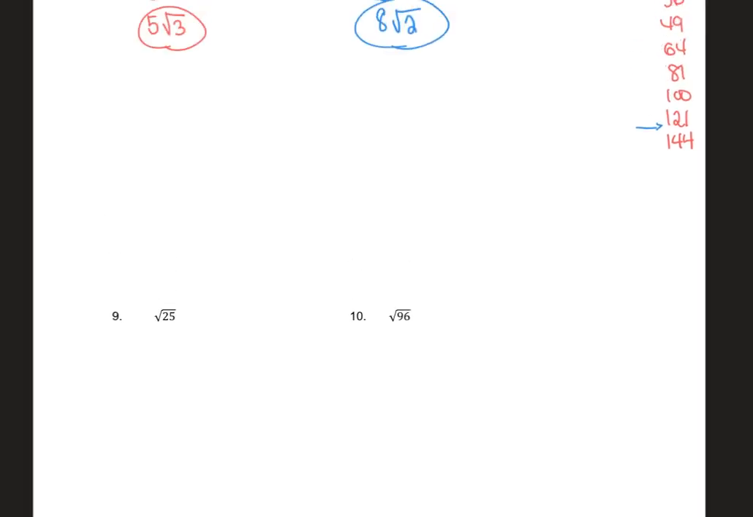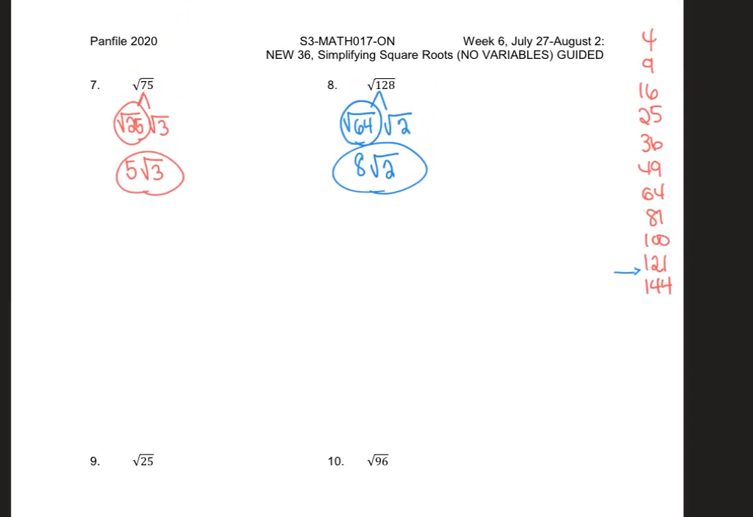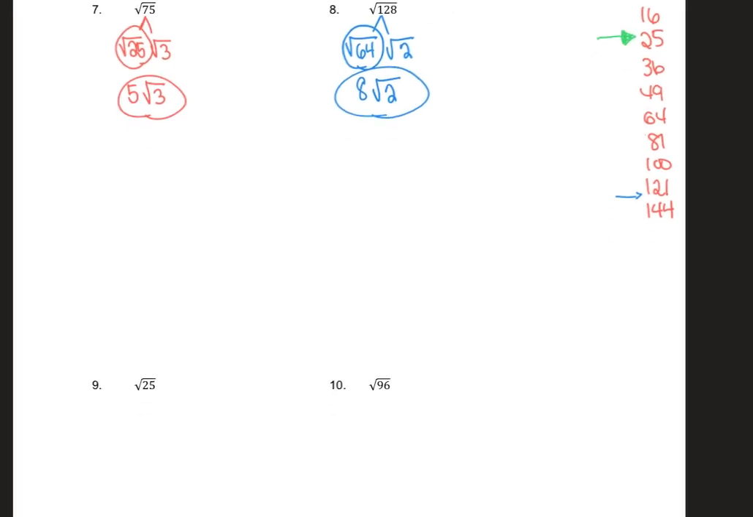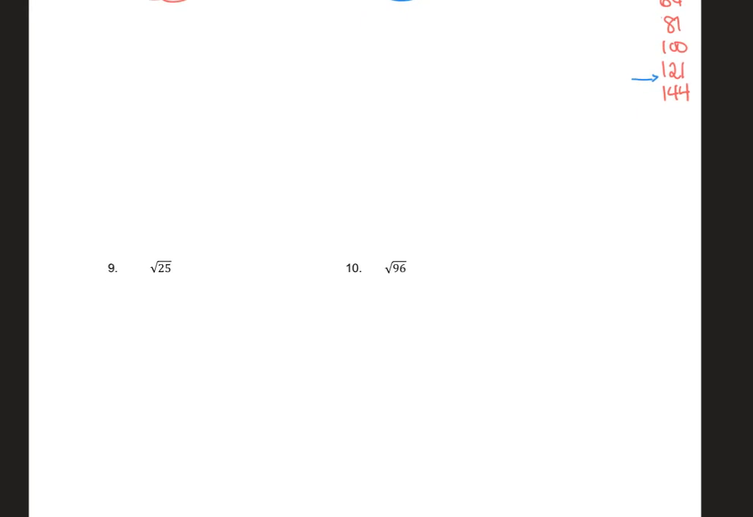All right, now what happens when something like this happens? Root 25. Well, if I look back up here for a second, 25 is on your list. And when it is on your list, it's a perfect square. So there is no two ways about it. That's it. It's 5.